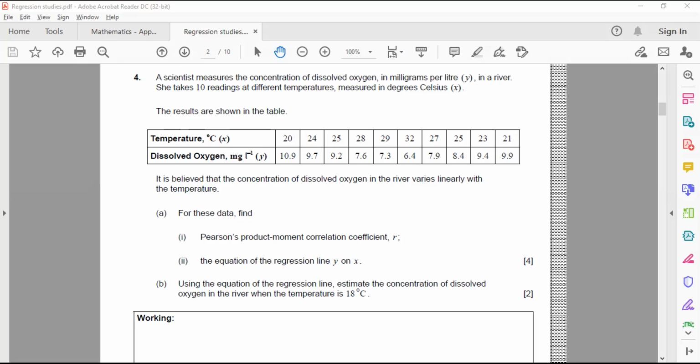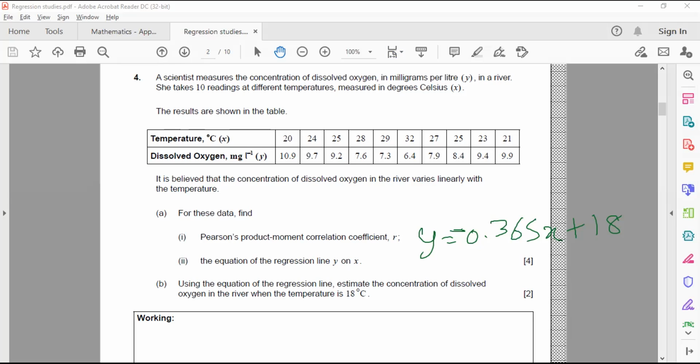Minus 0.37x. So it's like y is equal to minus 0.365x plus 17.9. Okay, 17.9 or 18, fine. I'll write 18 for you. Is that okay? Yes, sir. Thank you. Y is equal to minus 0.365x plus 18.